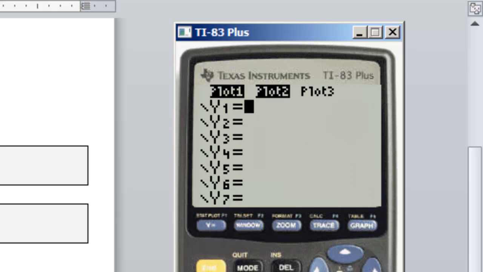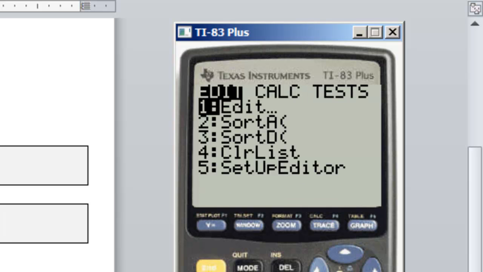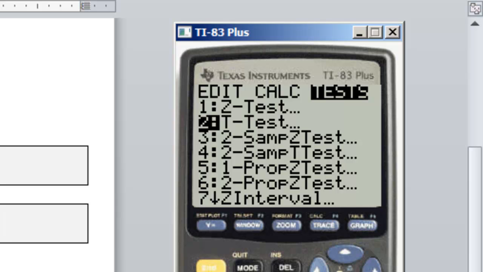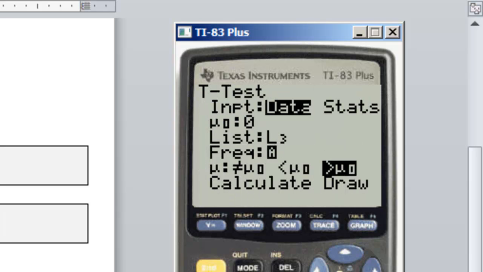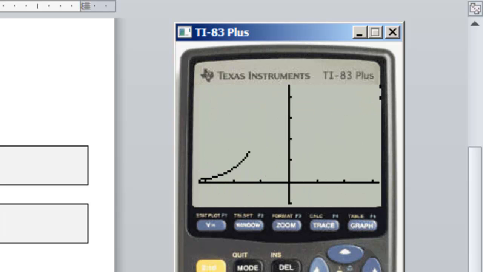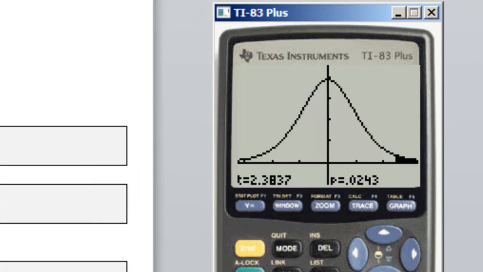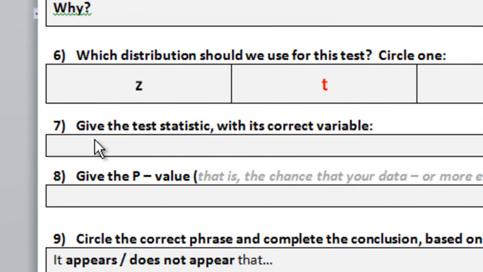Sorry, let me turn my plots off. I like draw because it shows me the null curve. So I have to run the test again. Hang on. There we go. Calculate, calculate, draw. Boom. And there's our p-value right there. We're about 2.4 standard deviations out. So there's your test statistic. T equals about 2.4 standard deviations out.